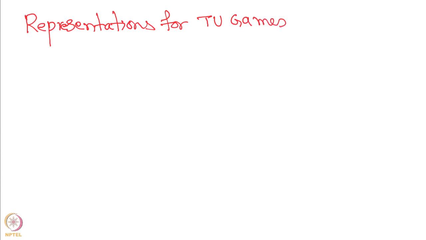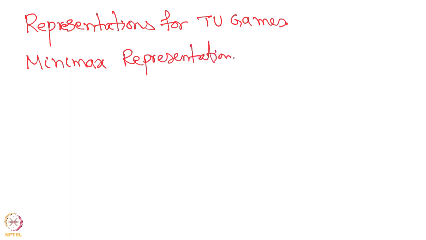In fact, there are several examples that we can come up with. So let us look at some representations for TU games. In particular, we will look at the min-max representation. Basically, we are considering a strategic form game with transferable utility. Let us consider a game G where the set of players is N, their strategy sets are S1, S2, ..., Sn, and their utility functions are Ui.